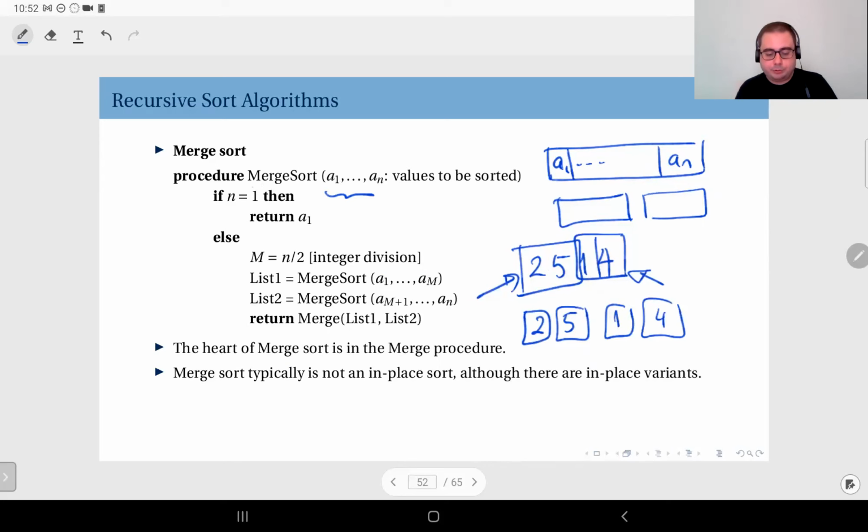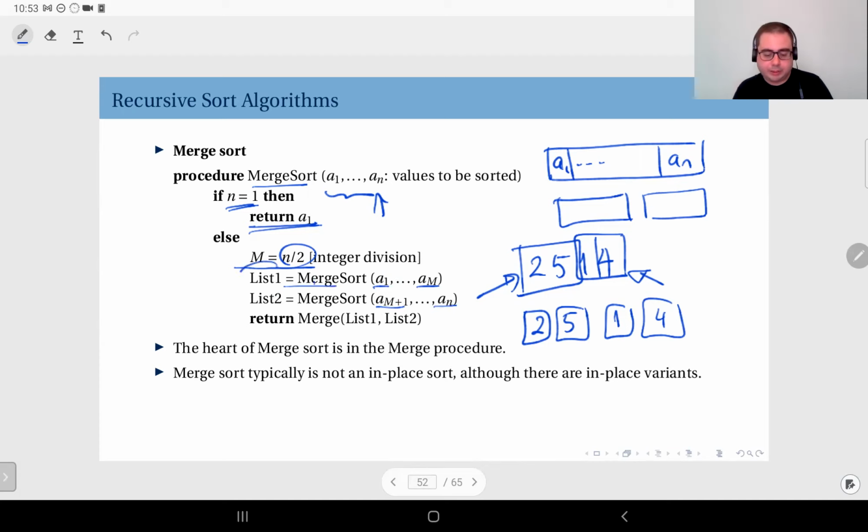And now you see my merge sort function returns the first value, which is the only value, if n is 1. Look, n is the number of values in the sequence, which means if your sequence consists of just a single value, you don't need to do anything. You just return as is. Otherwise, you again separate the list into half from n over 2. So a1 to am, m indicating the middle, and list number 2, am plus 1 up to an.